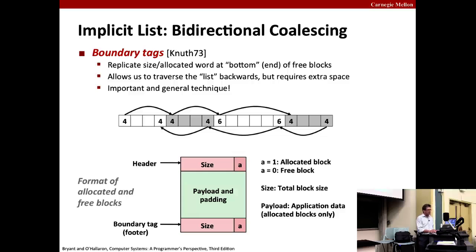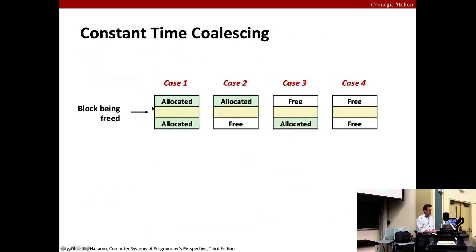Okay, so given that we have some block that we want to free, there are four cases that we need to consider when coalescing. The case where the previous and next blocks are both allocated. The case where the next block is free and the previous block is allocated. The case where the previous block is free and the next block is allocated. And the case where both the previous and next blocks are free.